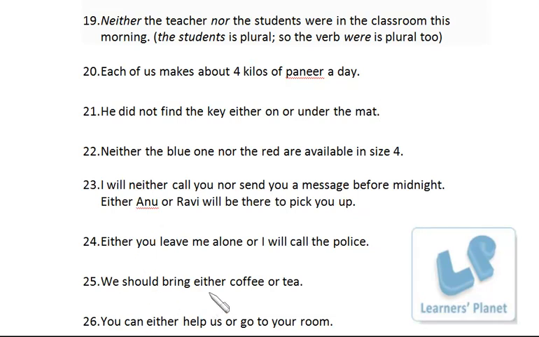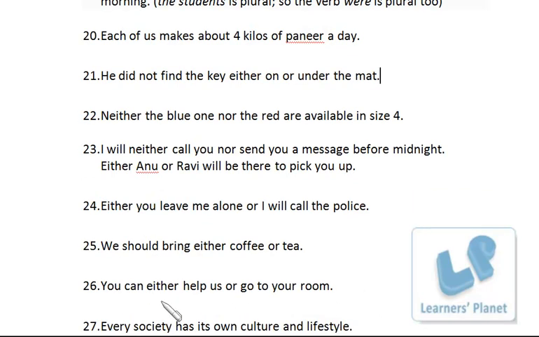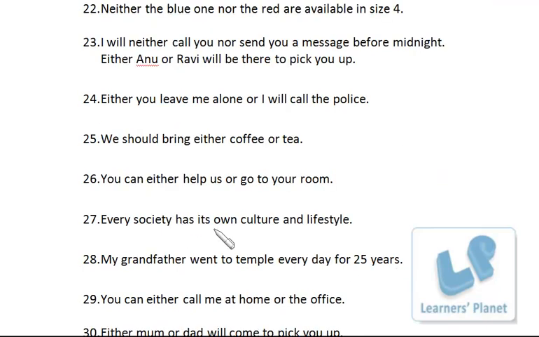We should bring either coffee or tea. You can either help us or go to your room. Either or. Every society has its own culture and lifestyle, right? Society, indefinite number. We are talking about a large community or large number. So every society has its own culture and lifestyle.